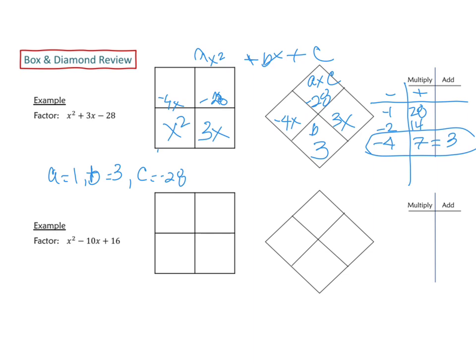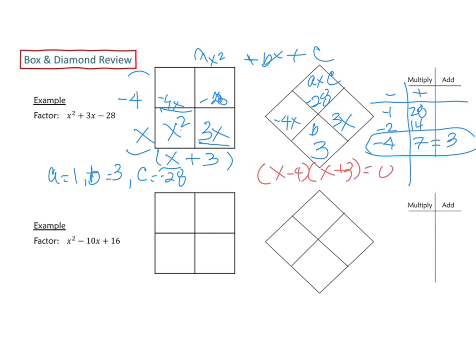Now we have to determine the factors from our box. We start with an x here. I have an x here. X times what equals x squared? You are correct. X times x equals x squared. X times what equals 3x? Well, x times 3 equals 3x. X times what equals negative 4x? Well, that would be negative 4. So our factors for this first problem are x minus 4 times x plus 3.